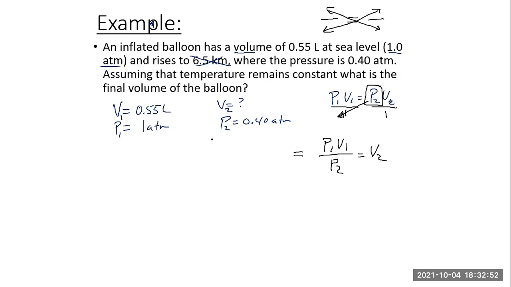So P1 here is 1 atmosphere. V1 is 0.55 liters, divided by P2, which is 0.4 atmospheres. We're going to divide out the atmospheres, which is good. That leaves us one unit, which is liters, which is also good because we are looking for a volume here. We end up with 1 times 0.55, and that's going to be divided by 0.4.